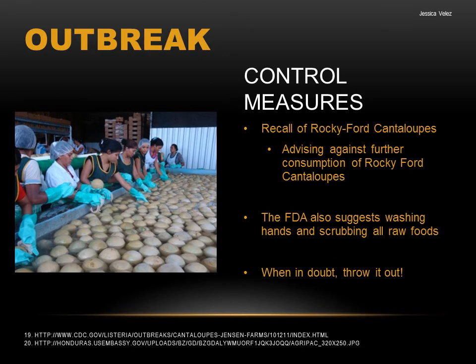Some control measures include a recall of Rocky Ford cantaloupes and cantaloupes processed through various food processors like ones in Kansas and New York. Also, further consumption of affected cantaloupes should stop. The FDA also suggests washing and scrubbing all foods. It is also suggested that you should sanitize areas such as the walls and shelves of refrigerators that have had the cantaloupes, but most importantly, when in doubt, throw it out.